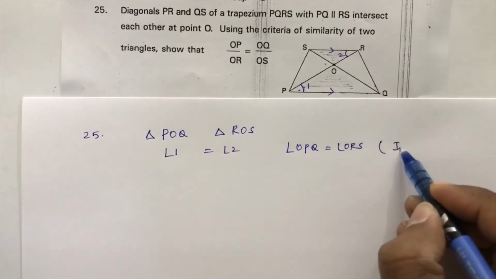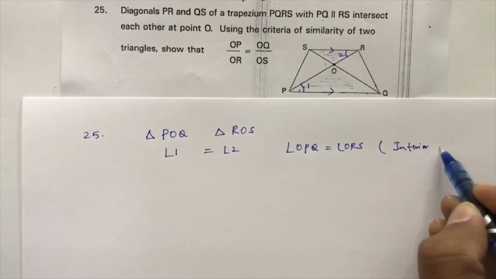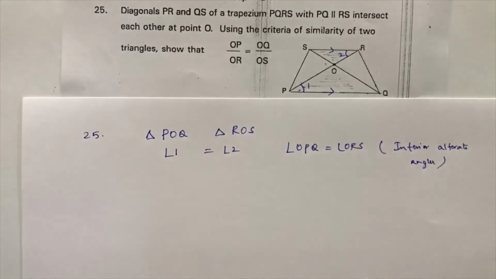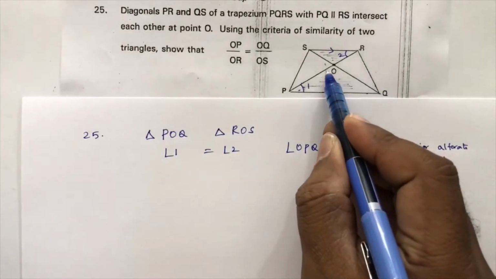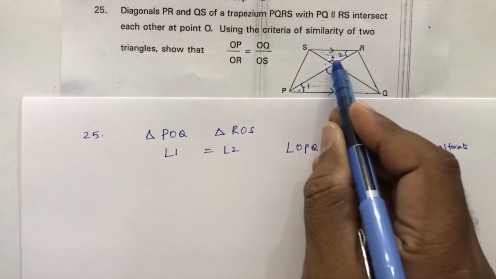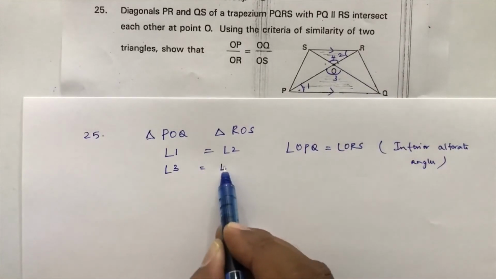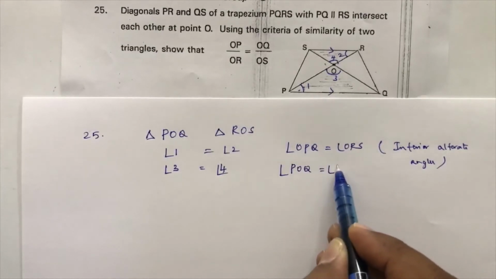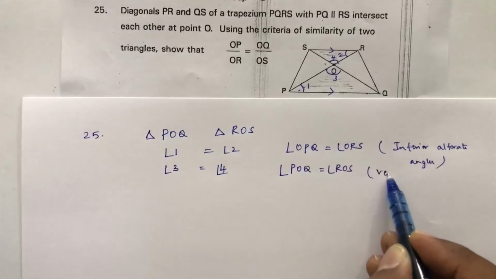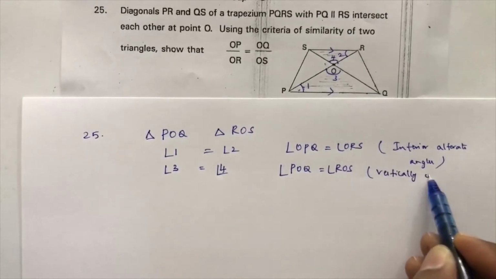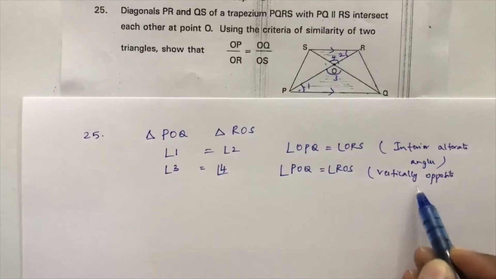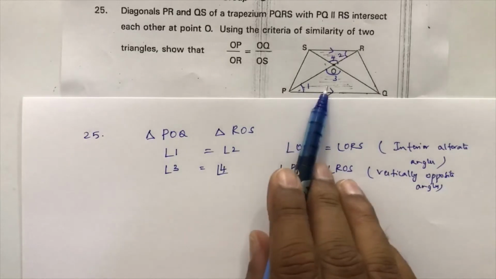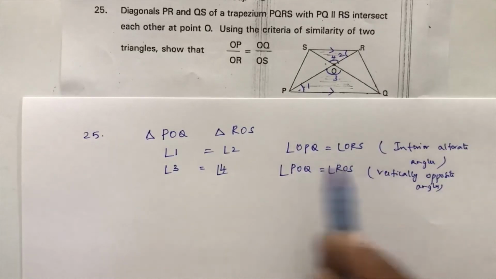Reason is interior alternate angles. Now next one. See, this angle 3 equals angle 4. That is nothing but angle POQ equals angle ROS. Reason is vertically opposite angles. See, choice is yours. Either this way you can write, but you need to mention the angle numbers here, or you can use the 3 letters for the angle. Now see, we got two triangles.